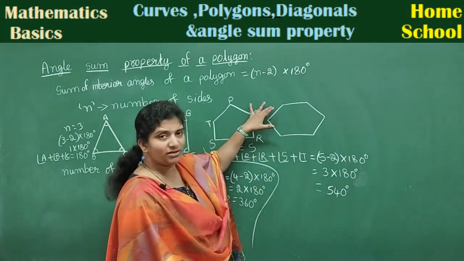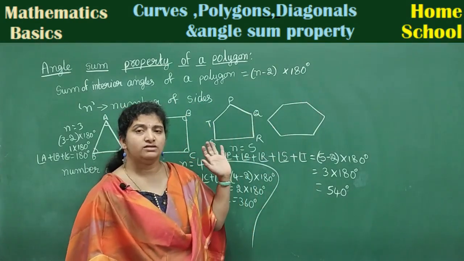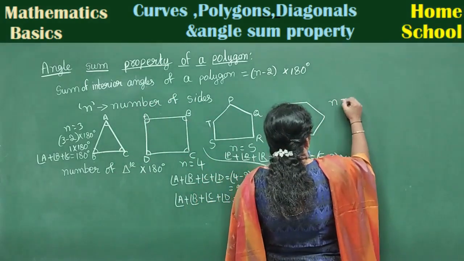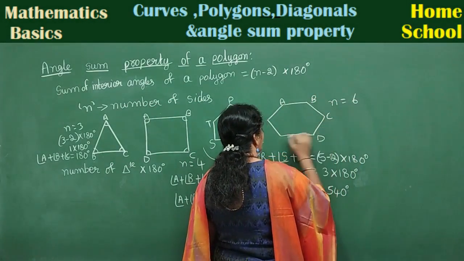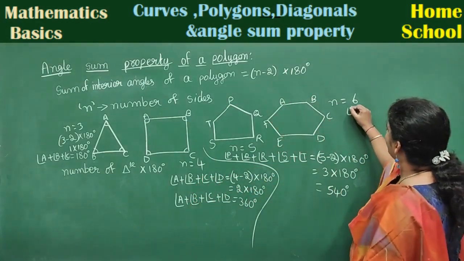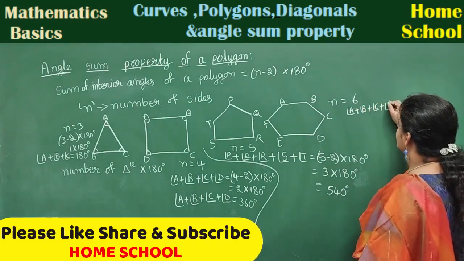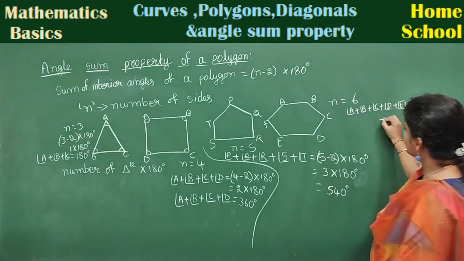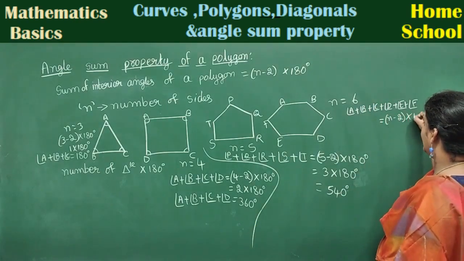What is that polygon? How many sides does it have? 1, 2, 3, 4, 5, 6. 6 sides. What is it? Hexagon. Okay. N is equal to 6. A, B, C, D, E, F. Angle sum property: angle A plus angle B plus angle C plus angle D plus angle E plus angle F is equal to (N minus 2) into 180 degrees.